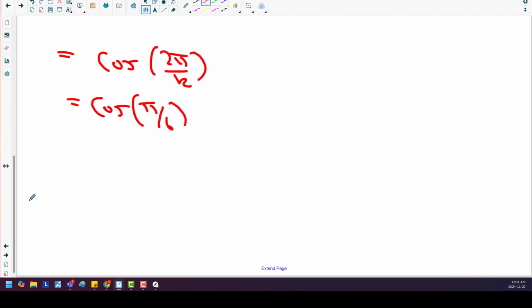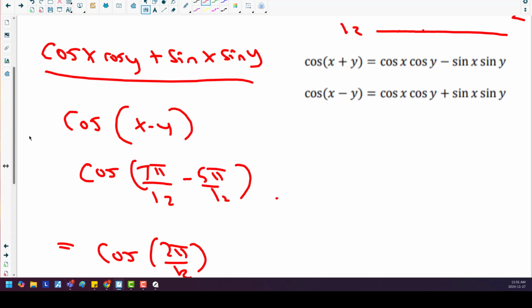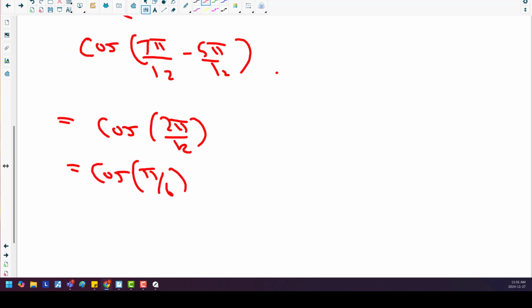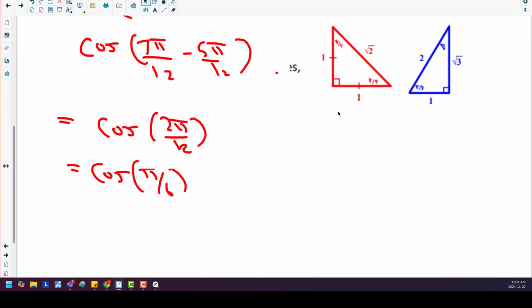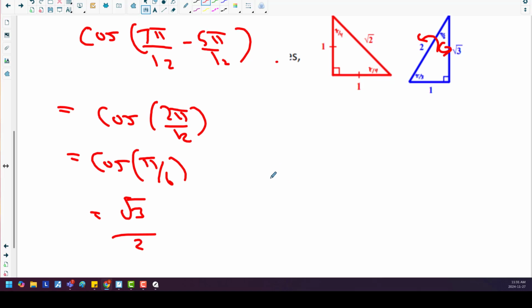And we know pi over 6 is one of our special triangles, which I don't have here. Again, let me just copy that one more time. And you can just take a look at the special triangle and see that cos pi over 6 is adjacent over hypotenuse, so that's equal to root 3 over 2, and that's the answer. So whenever a question is asking for exact values, you always have to use special triangles. Just remember that.